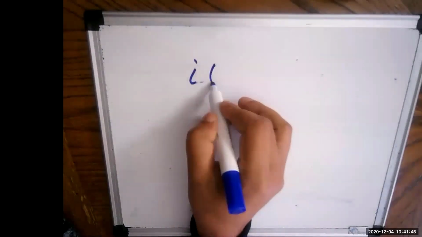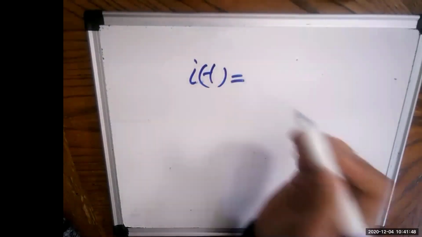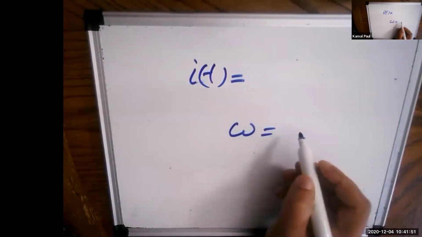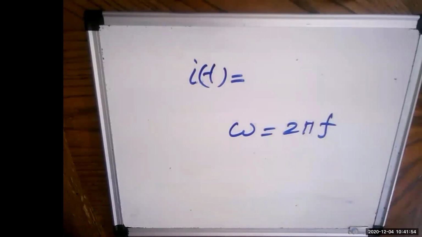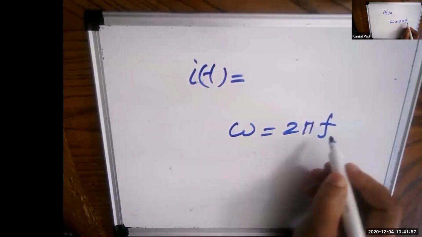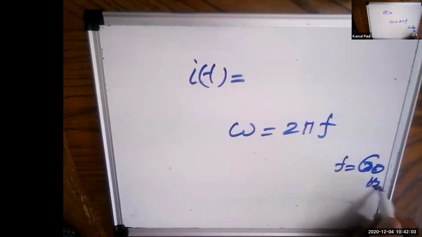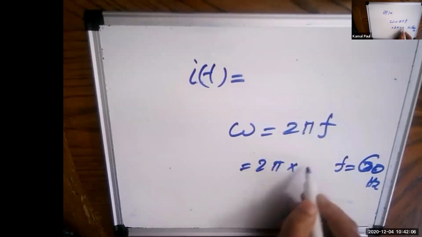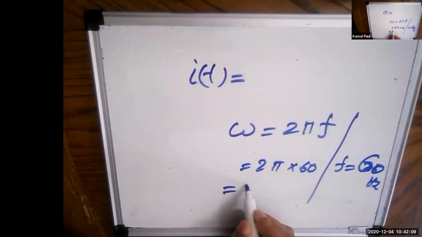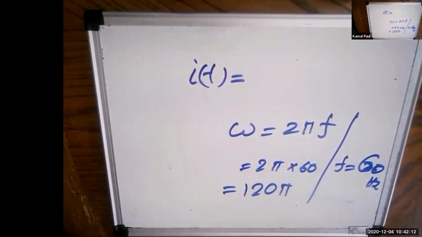Now I'll try to show you one problem. I have a question. Yeah, sure, go ahead. When you were writing the previous current equation, would the angular frequency be 120 pi or just 120? Omega is equal to 2 pi f. You have to remember this one. As the frequency f is 60 hertz, we get 2 pi times 60. That makes 120 pi.